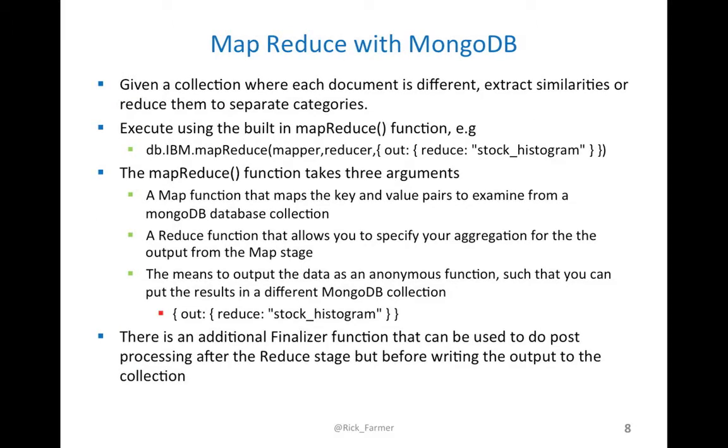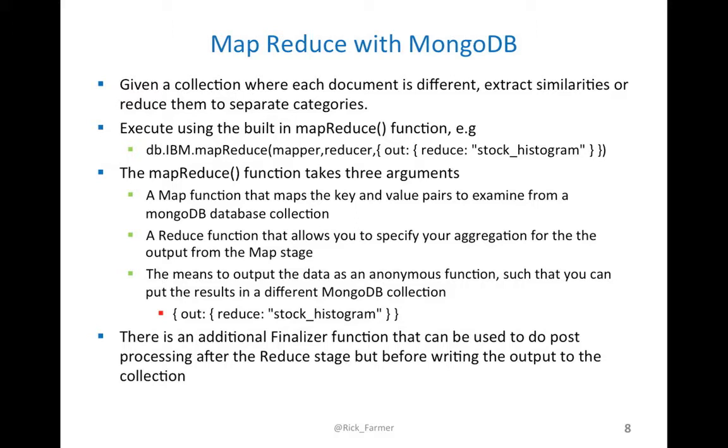MapReduce, basically given a collection of documents, allows us to extract the similarities. It's a built-in function for Mongo. An example would be db.ibm.mapReduce. It takes a map function that allows you to map your key value pairs and examine the Mongo database collection, and a reduce function that allows you to then specify your aggregation for the output stage of that.